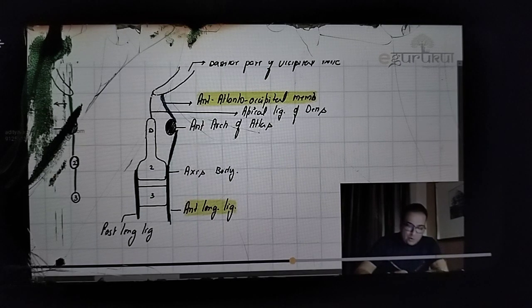It starts exactly from the tip of the dens, and it goes to the margin of the foramen magnum, or you can say to the basilar part of the occipital bone. Okay, what is the ligament you expect to see behind the dens? We just saw it. What is the ligament?